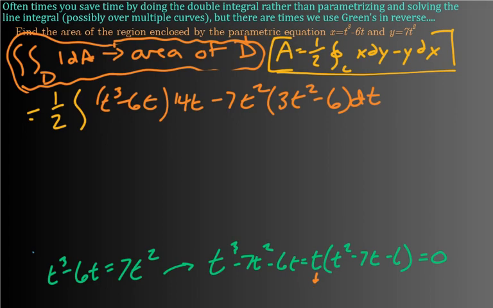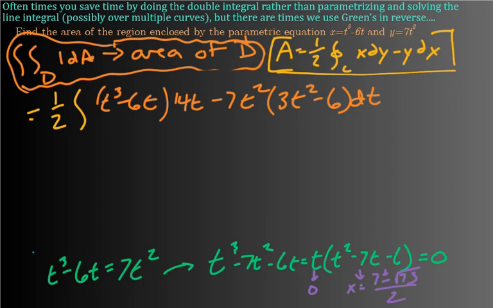I'm actually sick of the orange color here. Let's do something else. Here, this looks like it should factor, but it doesn't. The roots there are just 7 plus or minus the square root of 73, over 2. So you can just do the quadratic formula and get those.